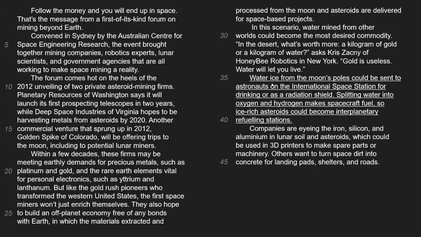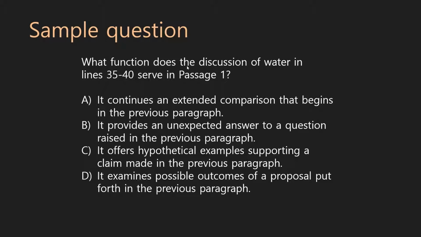So, first of all, again, let me see what this information actually says. First point is that water ice from the moon could be sent to the ISS, and they could use that to drink, or they could use it as protection from radiation. Okay, so make a note of that. Next, it said that if we split the water into oxygen and hydrogen, it can be used as fuel. So the asteroids could become fuel stations. Okay, so those were the 2 points I made about the water ice, but the question's asking me, what's the function of that discussion of water?